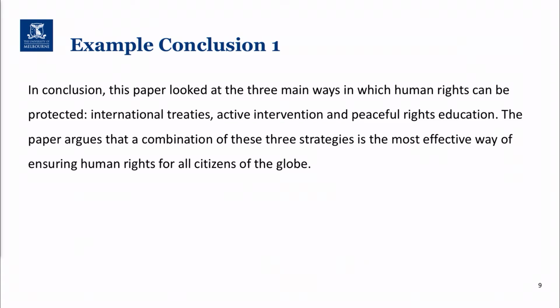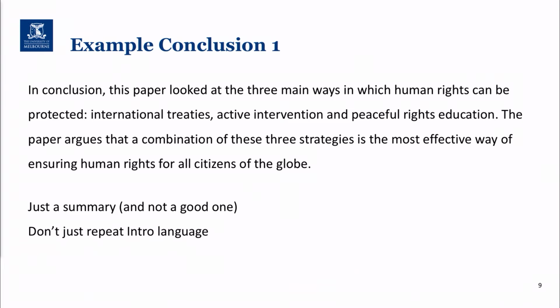So, let's look at an example. Take 30 seconds to read this. See what you notice. What you might notice is that it is just a summary. It's not even a very good one.